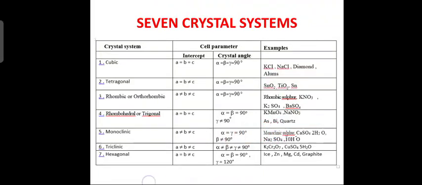And the last one is hexagonal. Hexagonal, A equals B, that means two side lengths are the same, but the third one is not the same. B is not equal to C. Two bond angles are equal to 90 degrees, alpha equals beta equals 90, whereas the third one is 120 degrees. Examples are zinc, magnesium, cadmium, graphite. So these are the 7 crystal systems.